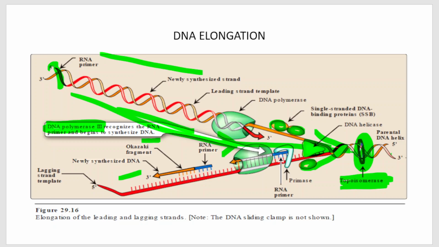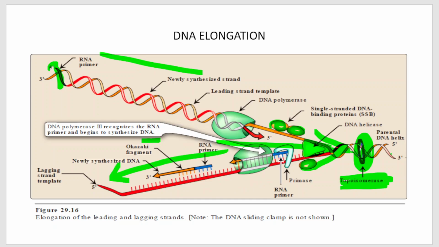Similarly, what happens on the other side? On the other side, this direction is the 5' to 3' direction, so you have to synthesize the DNA along this 5' to 3' direction. Initially the DNA helicase was here, unwinding the DNA. So the RNA primer comes and sits here. After the RNA primer recognition, the DNA polymerase has started to synthesize the DNA in this direction.